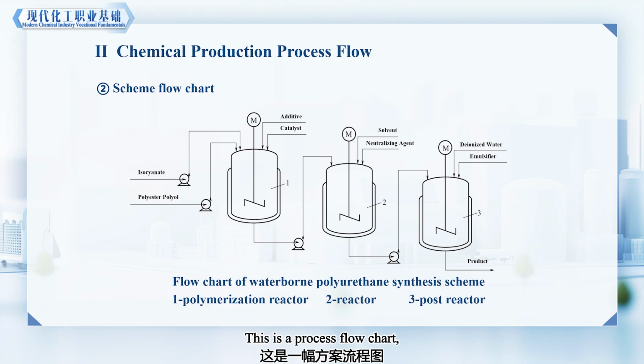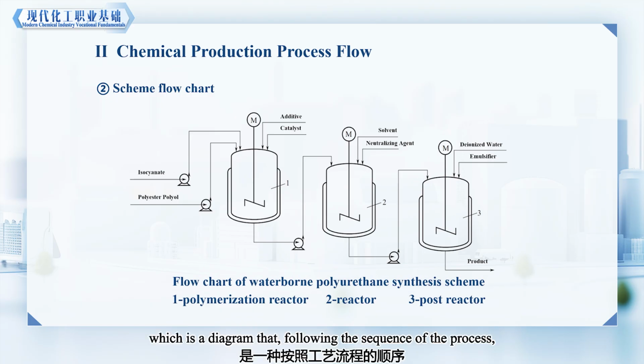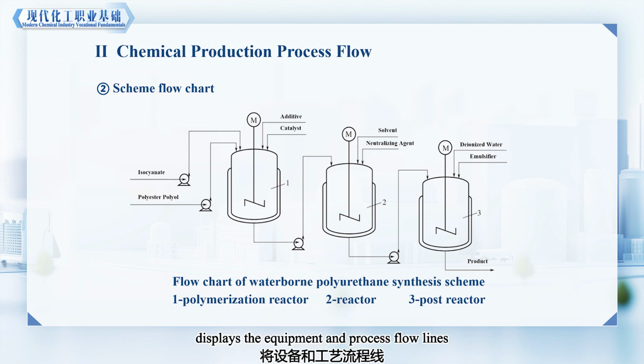This is a process flow chart, which is a diagram that, following the sequence of the process, displays the equipment and process flow lines from left to right on one plane to illustrate the process by which materials are transformed from raw materials into finished or semi-finished products.